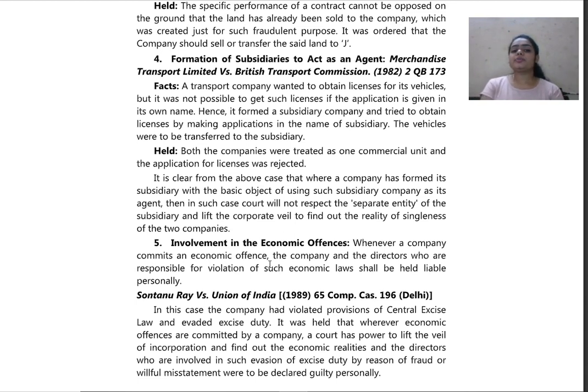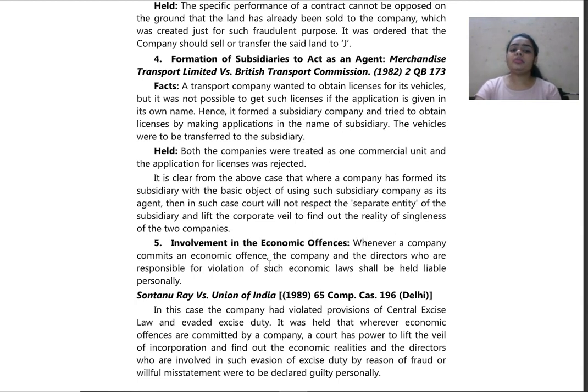Now, there was a transport company which wanted to obtain licenses for its vehicles, but it was not possible to get such licenses if the application was given in its own name. Then what did they do? They formed a subsidiary company and tried to obtain licenses by applying in the name of the subsidiary. The vehicles were to be transferred to the subsidiary. Then what did the court hold? The court held that both the companies were treated as one commercial unit and the application for licenses was rejected. Seeing that both the companies were one company, they did not accept the application for licenses and it was rejected.